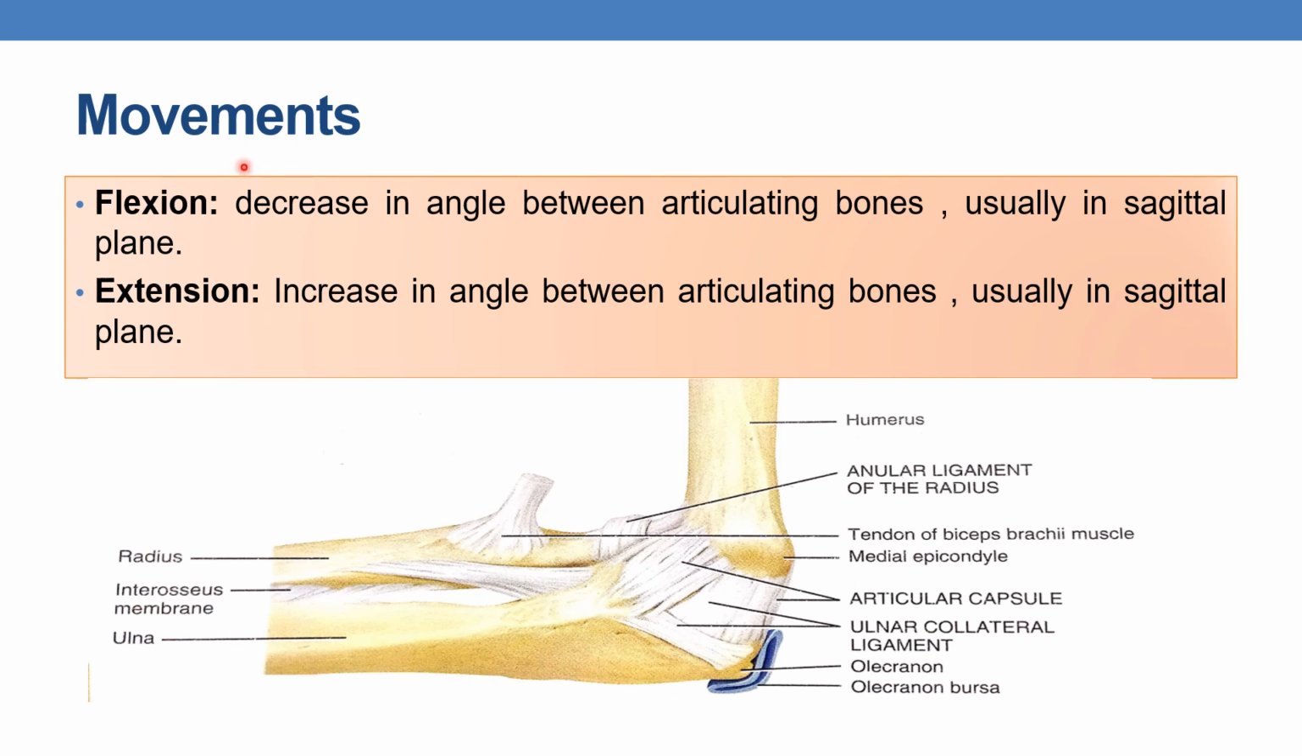Now coming to the movements of elbow joint. Elbow joint can perform flexion and extension. What is flexion? Decrease in the angle between articulating bones, usually in sagittal plane. Extension is increase in the angle between articulating bones, usually in the sagittal plane. So the movements that are performed by elbow joint are flexion and extension. And it is a hinge joint.